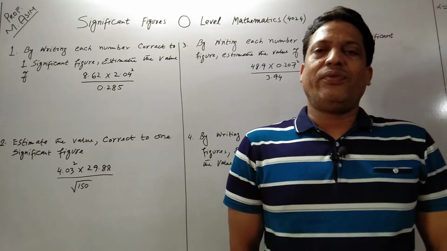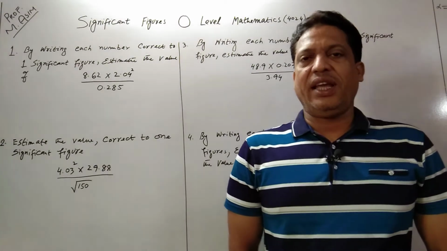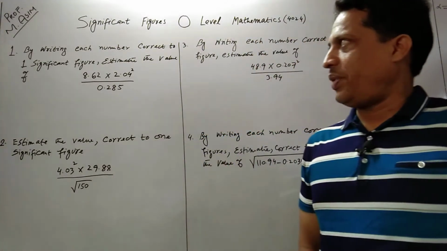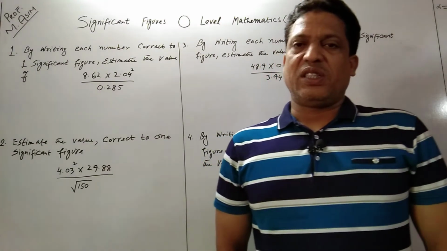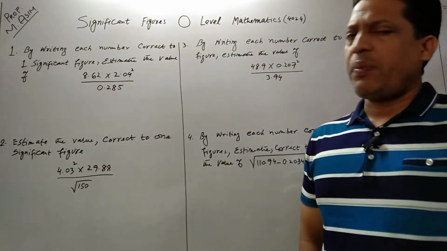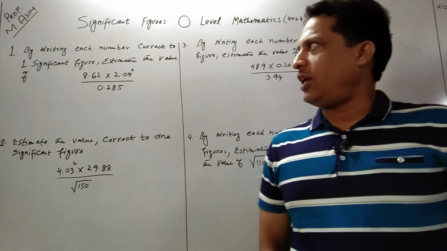In last lecture we started the topic significant figures. Today we will continue the same topic. I took some questions from past papers. Usually this topic comes in paper 1. Paper 1 means where calculator is not allowed.